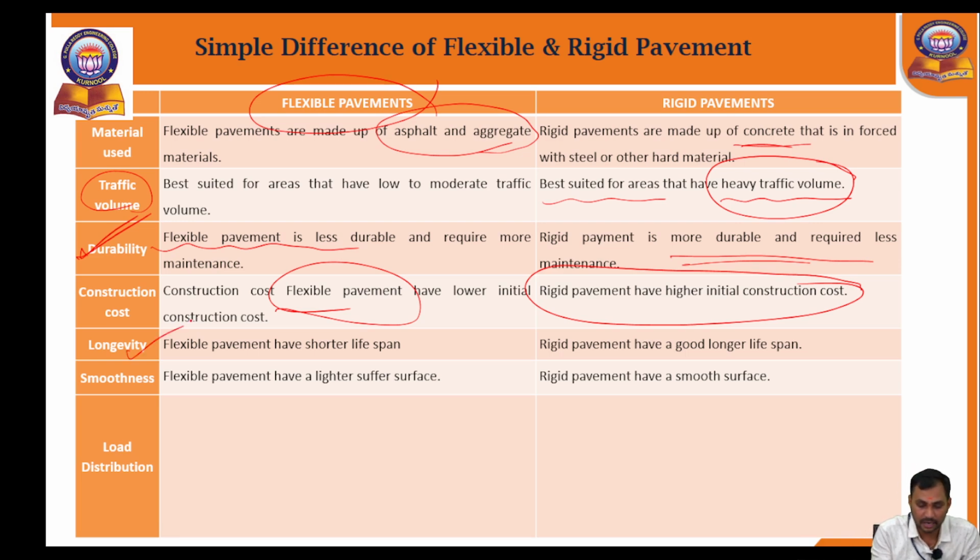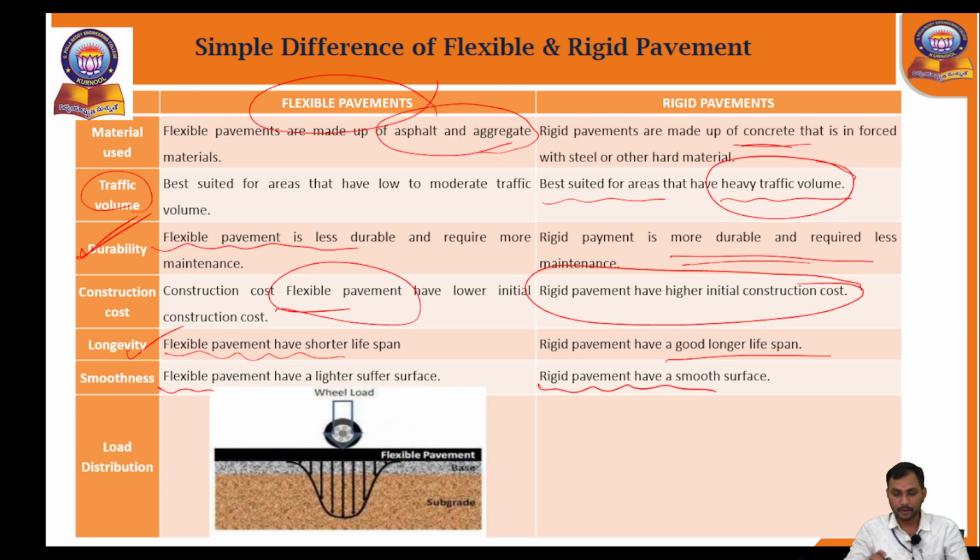Okay, next, longevity. Longevity means the flexible pavement has a shorter lifespan. When coming to the rigid pavement, it has a much longer lifespan. Okay, next, smoothness. The flexible pavement has a lighter surface. Next, the rigid pavement has a very smooth surface. Okay, next and last part, the load distribution that we should observe now.